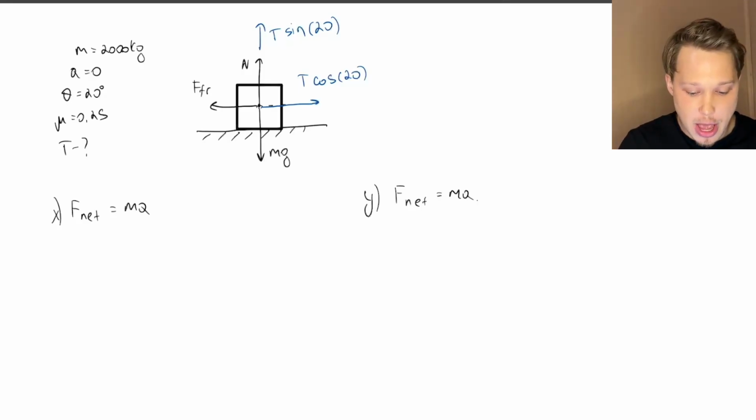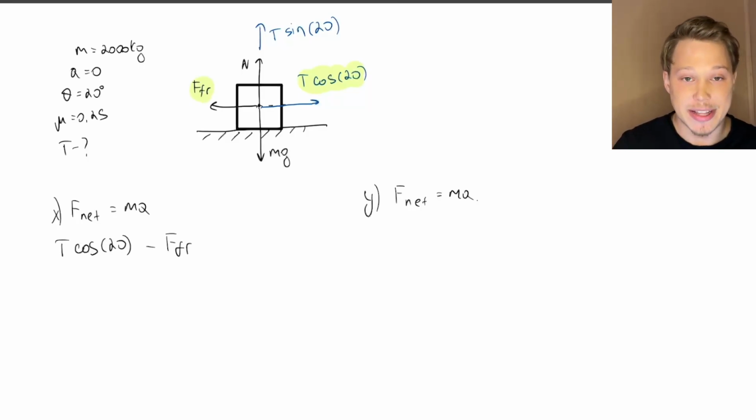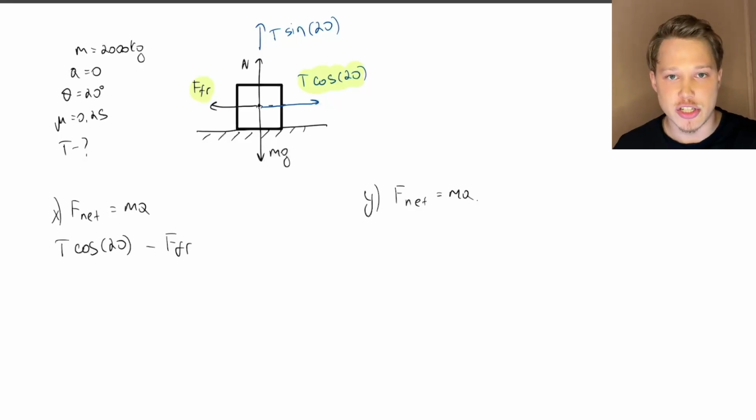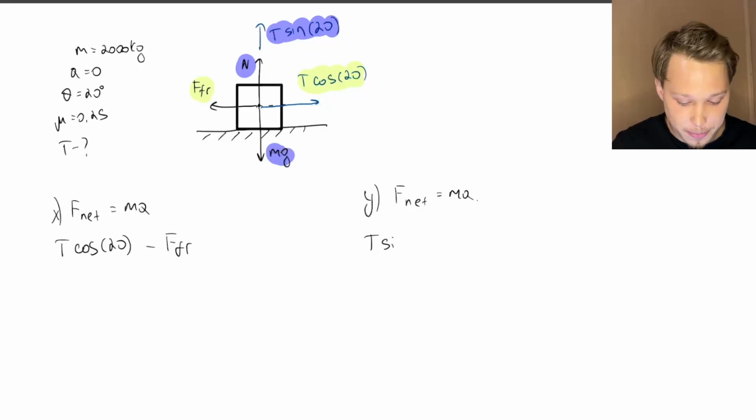So for example, my forces in the x direction, as you can see, are T cosine 20, right, minus force of friction. Remember that to the right we consider positive forces, so that one is positive, friction is to the left, so it's negative. And up and down, if we're looking at, we have T sine 20, normal force, and mg. So T sine 20 plus normal force, because both of them are up, minus mg, because that one is down.